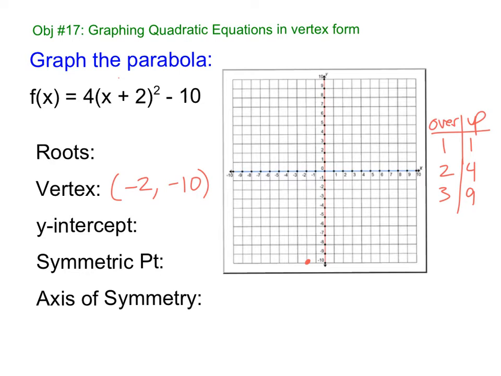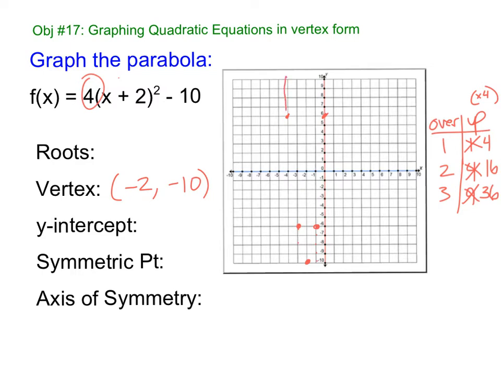But there's a 4 in front. So what does that mean? We have to multiply our up by 4. So this becomes a 4, this becomes a 16, this becomes a 36. So we're probably not going to be able to fit much on here. From my vertex, I'm going to count over 1, up 4. Over 1, 1, 2, 3, 4. Over 1, 1, 2, 3, 4. And then over 2, up 16, which I can fit on here. Over 2, up 16 is right there.